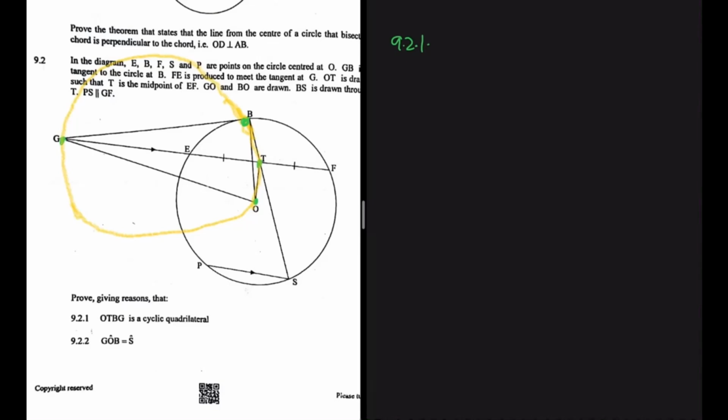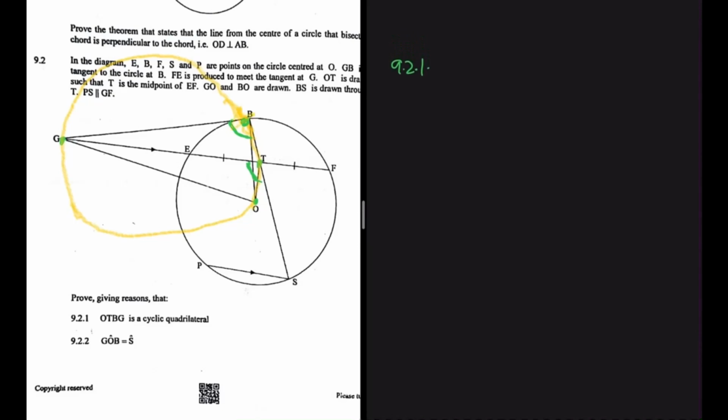And then what helped is realizing that if OTBG is a cyclic quad, then this angle here, GBT, should be equal to the angle GTO, right? Why should they be equal to each other? Because they're being subtended by the same chord GO, right? So if we prove that those angles are equal to each other, then we have proved that OTBG is a cyclic quad. So let's go ahead and try that.